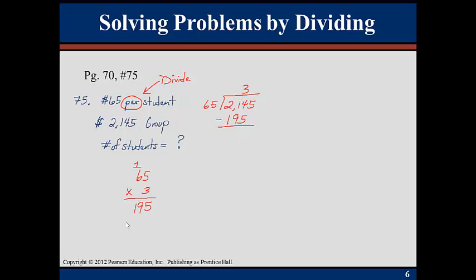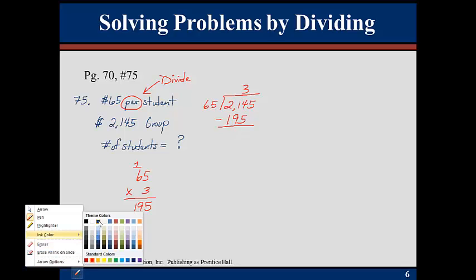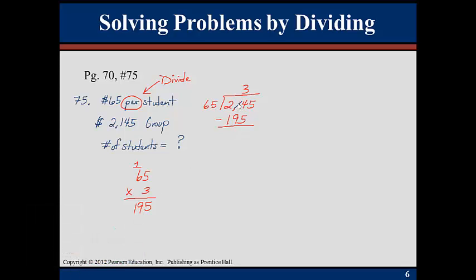We'll subtract these. So let's start by borrowing. The 1 will become a 0, and the 4 is now a 14. 14 minus 5 is 9. Then we must borrow again, so the 2 is going to become a 1, and now the 0 is a 10. 10 minus 9 is 1.